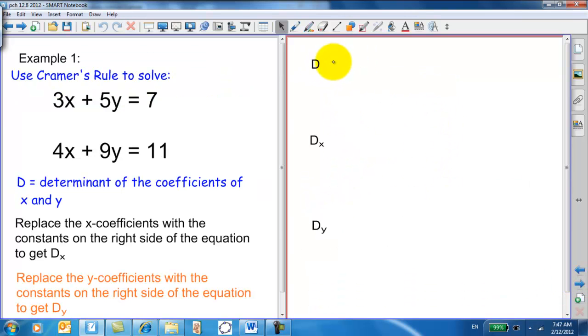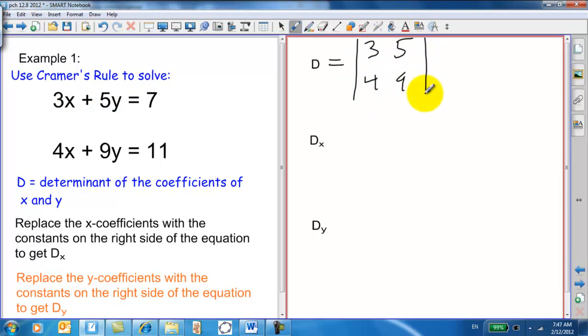Let me show you here. D is the determinant of the leading coefficients on x and y. So that's 3, 5, 4, 9. So we get 27 minus 20, or 7.